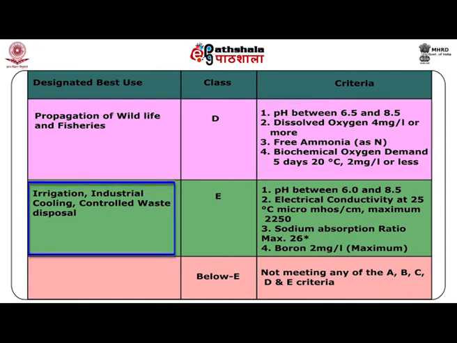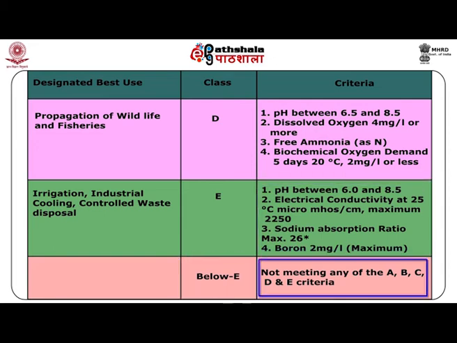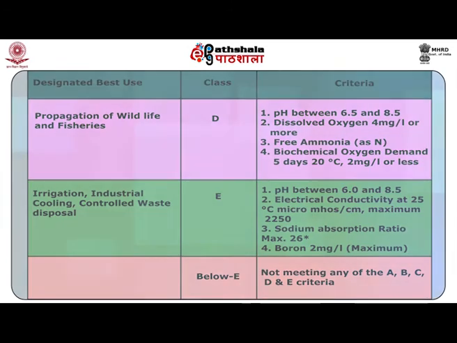The fifth designated best use is irrigation, industrial cooling and controlled waste disposal. This falls in class E and the criteria are the pH should be between 6 and 8.5, electrical conductivity at 25 degrees Celsius, in micromhos per centimeter, maximum should be 2250. Sodium absorption ratio maximum should be 26 and the boron should be 2 milligrams per liter maximum. There are other classes which fall below class E and do not meet any of the criteria stated for classes A to E.